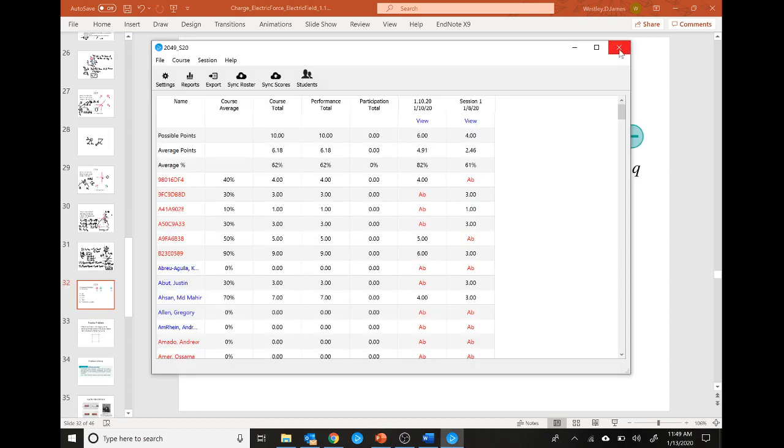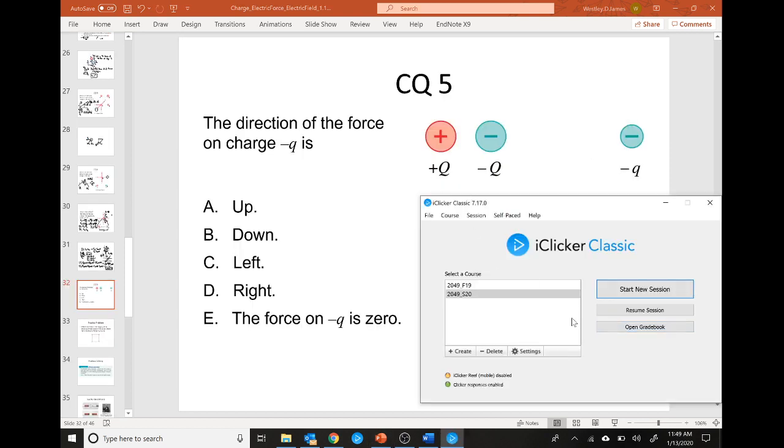Great, I did the math for it. It's good stuff. Now I want you all to check your conceptual understanding, and then I'll give you a chance to check your mathematical understanding as well.